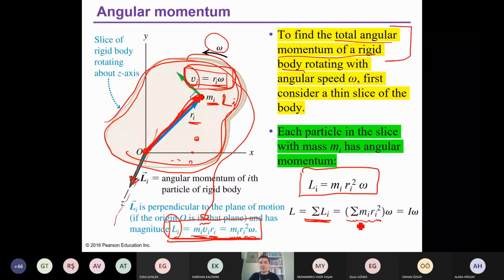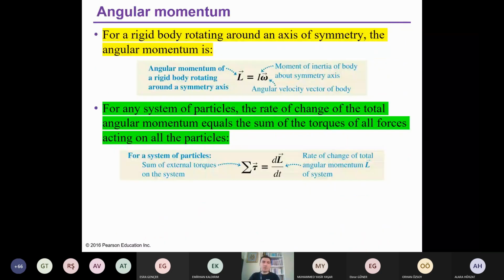Remember the linear momentum, P equals m times v, okay? This is the angular speed. This is the linear speed. This is the moment of inertia. This one, this is the mass. This also includes mass, okay? This is the angular momentum. This is the linear momentum. You see, you can make an analogy. Okay, now we have the angular momentum of a rigid body rotating around a symmetry axis given with this expression, okay?